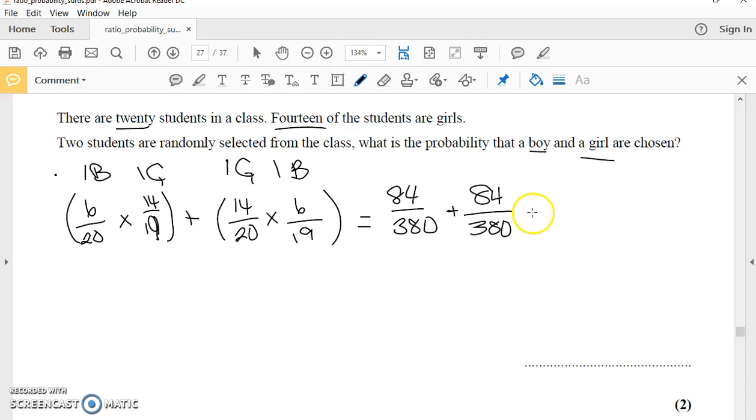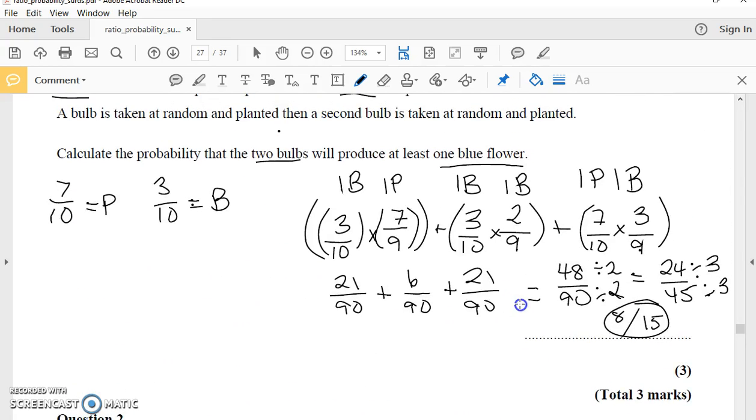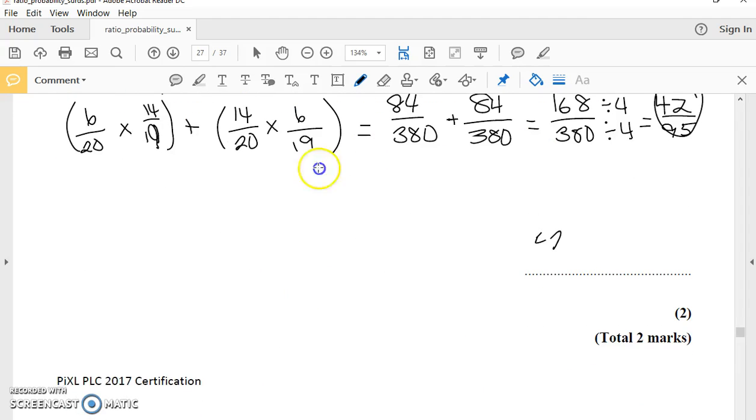Which leaves me with 168 over 380. Again, I can divide that by 2 and divide it by 2 again, but I'm just going to divide it by 4. And I end up with my simplified fraction of 42 over 95. So 42 out of 95. Beautiful writing going on right here.